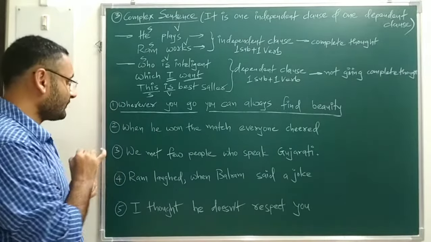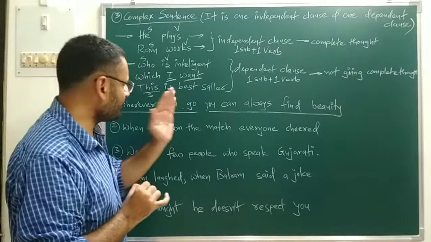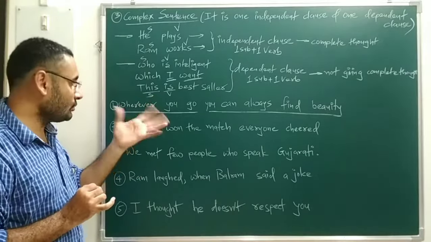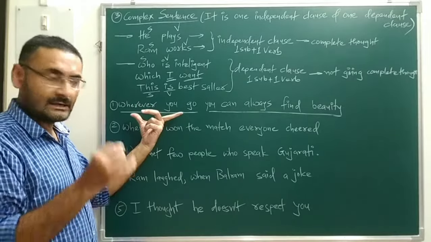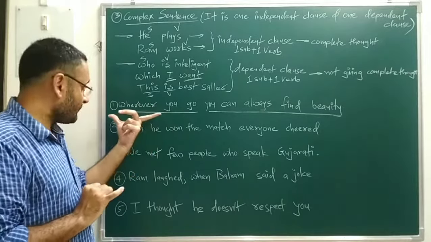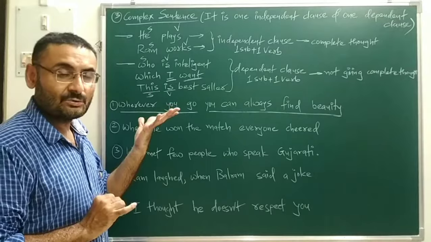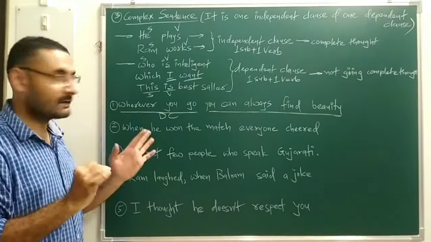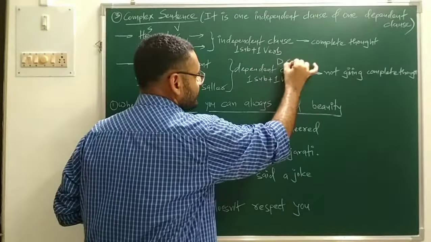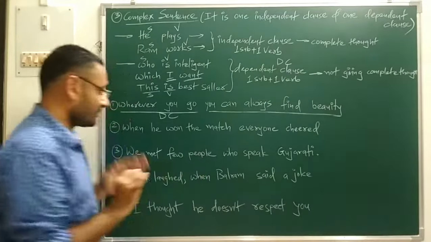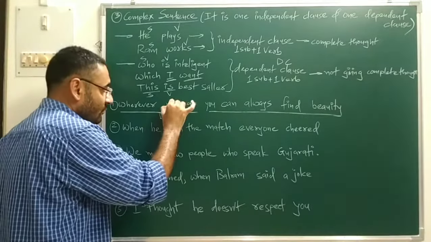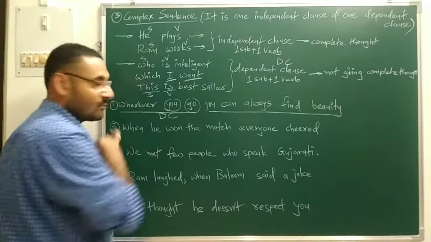Okay. So over here, first of all, we will say wherever you go. We don't know where, the meaning is not clear, the thought is not complete. So wherever you go is known as a dependent clause. Dependent clause means DC. The thought is not clear, the thought is not complete. So that is a dependent clause. It has one subject and one verb.